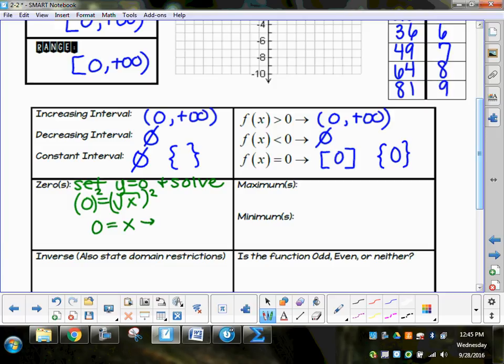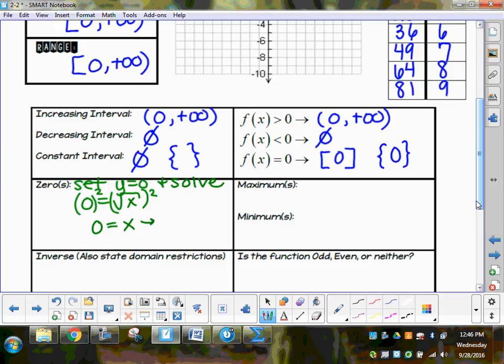Or if you were to list it out as an ordered pair, because technically the zeros are referencing where it crosses the x-axis. So we know what happens when x is 0, or what other ordered pair does it happen at. 0, 0, which is the origin. Either one of those is okay.